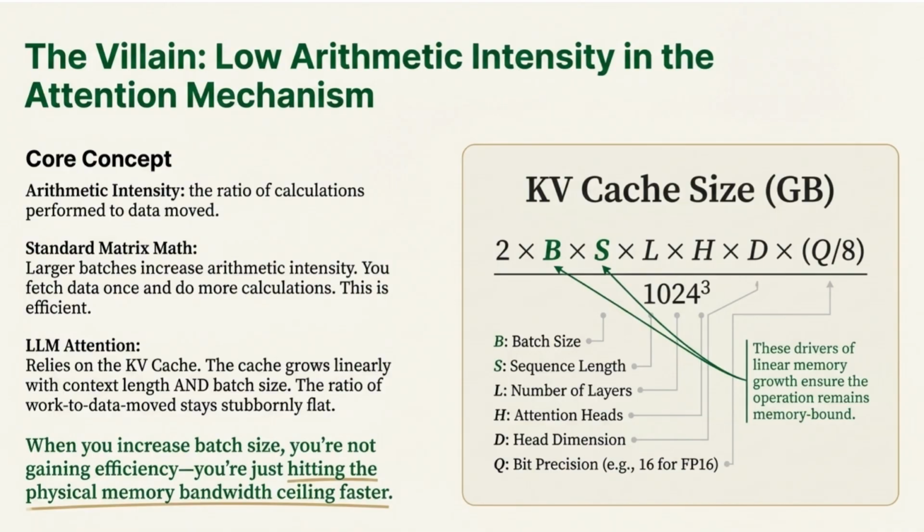Let me break this down. Batch. Each user needs their own cache. Sequence. Each token in conversation adds to cache.